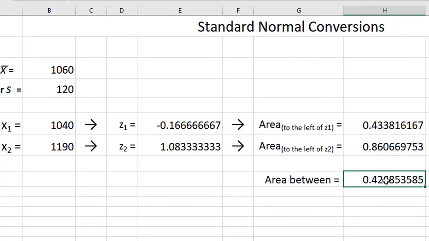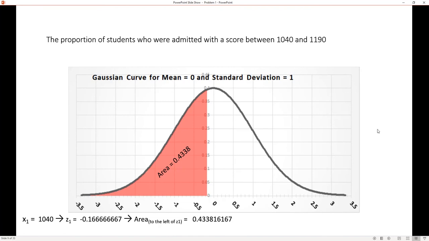Going back to the original problem, the number of students scoring between 1040 and 1190 at this particular college, which had a mean of 1060 and a standard deviation of 120, we know that the proportion of students that scored between these two values is approximately 42.68 or 69%. Let's take a look at the diagram.